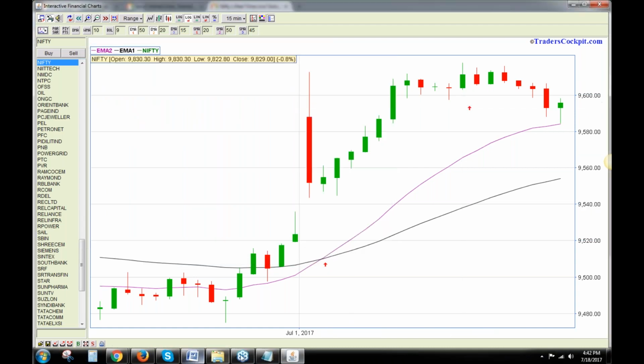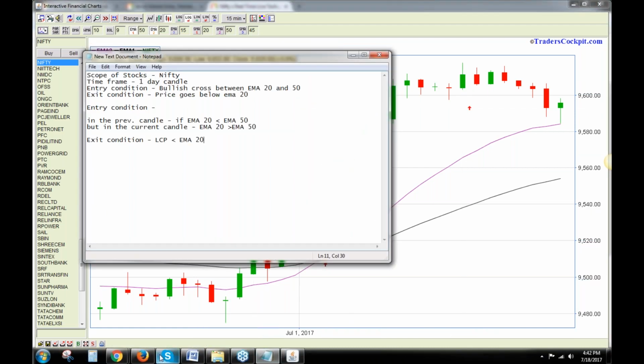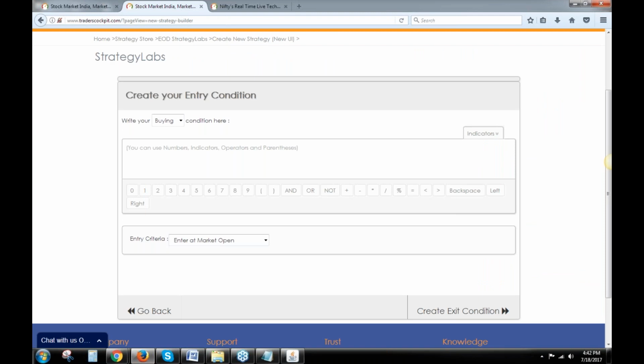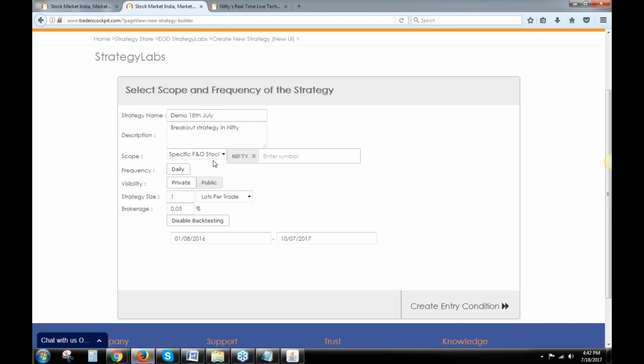So the same conditions now I need to replicate on the platform here. As I told earlier, it is a very user-friendly platform. We have defined the strategy name earlier. We have defined the time frame, that is the daily candle. The backtesting we are doing on the Nifty index values, and the backtesting period has been selected for the last 1 year, from August 2016 till July 2017.